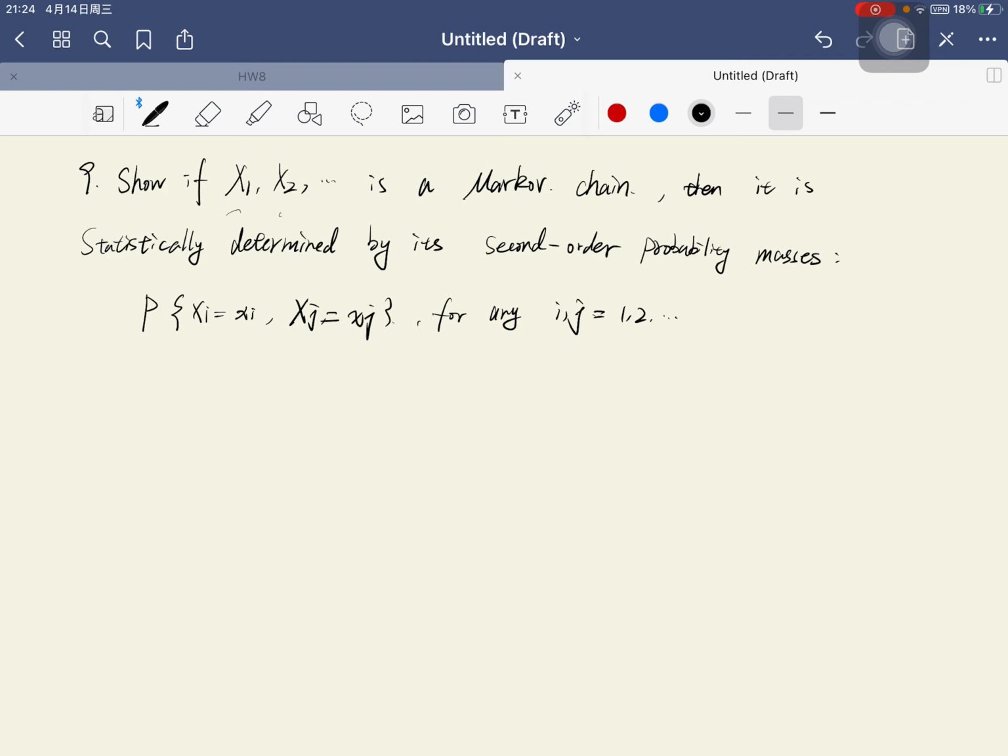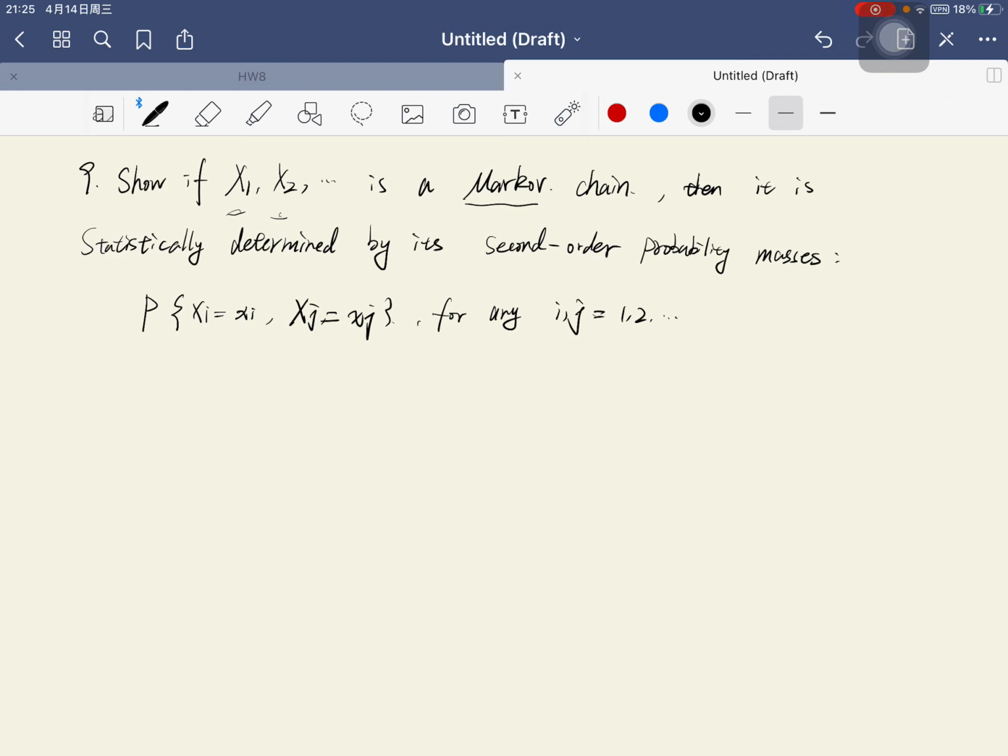And in this question, we want to know if X1, X2, and so on is a Markov chain, and then it is statistically determined by its second order probability masses, and in these masses the probability that Xi equals xi and Xj equals xj for any i, j from 1 to n. And at first we want to know the Markov process.